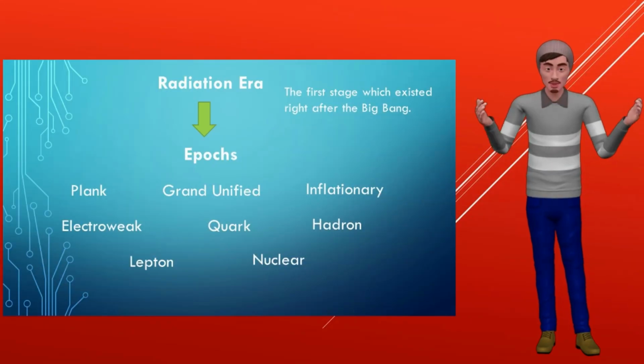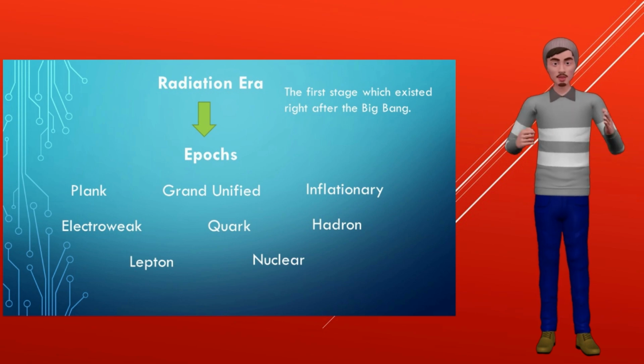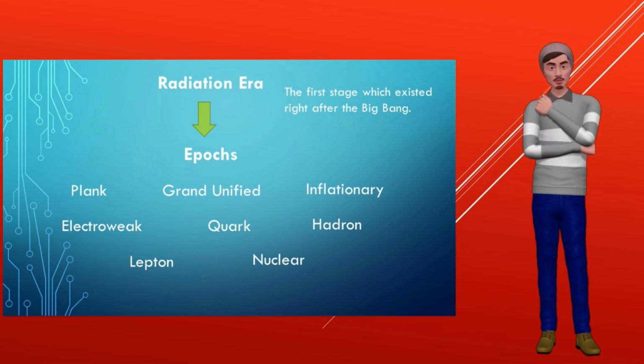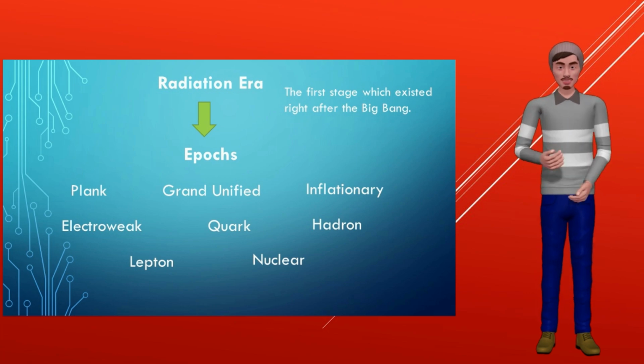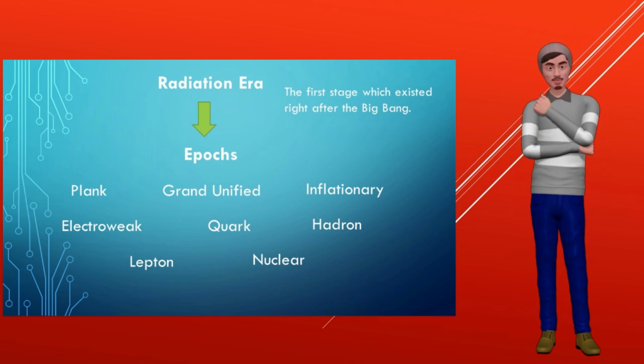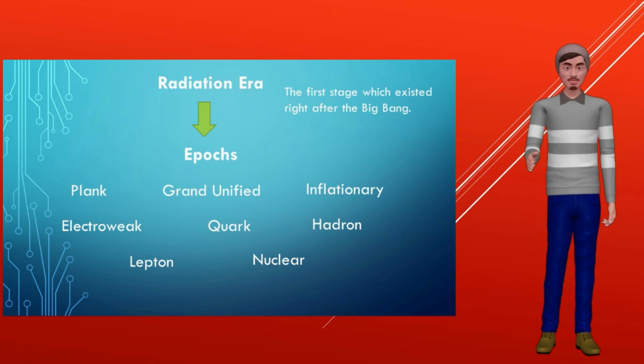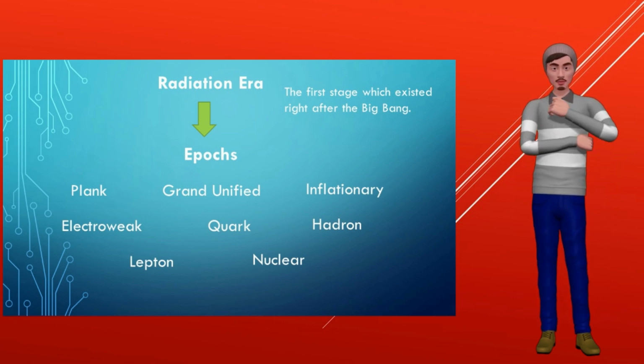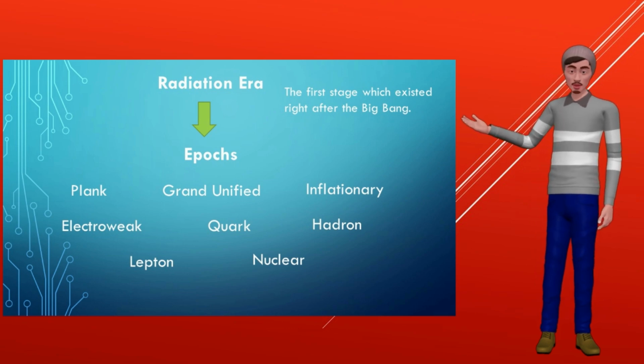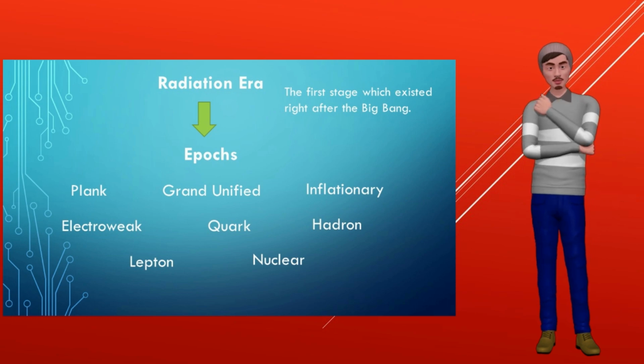The radiation era. The radiation era is actually the first stage, which existed right after the Big Bang. The radiation era is divided into smaller stages known as epochs. These epochs are the following: first is the Planck epoch, second, the Grand Unified epoch, third is the inflationary epoch, fourth, the electroweak epoch, fifth is the quark epoch, sixth is the hadron epoch, seventh is the lepton epoch, and the last stage in the radiation era is the nuclear epoch. Let's elaborate the different stages.